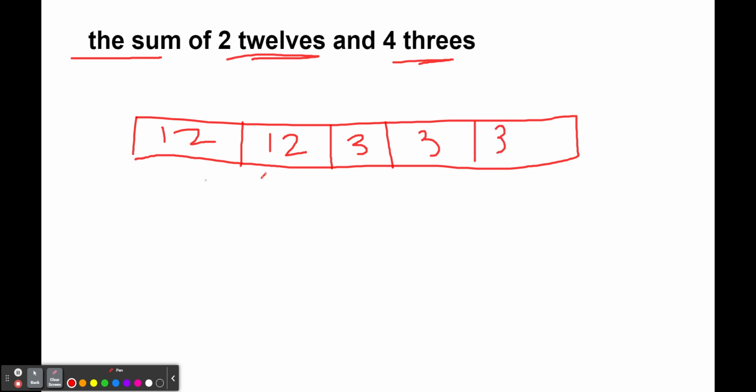So basically I have 2 groups of 12. So that means I can multiply, right? So I have 2 groups, 2 times 12. I can also do 12 times 2.